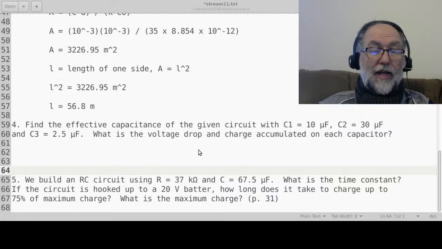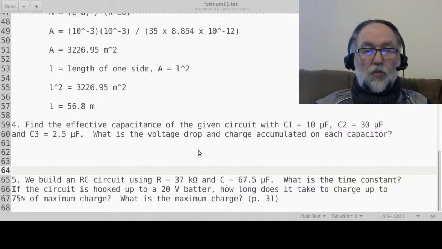Okay, so find the effective capacitance of the given circuit. Well, I'll show it to you in a minute. With C1 equal to 10 microfarads, C2 is 30, and C3 is 2.5 microfarads. And well, that's the first thing. Find the effective capacitance, and then the other is I want the voltage drop and the charge across each capacitor.